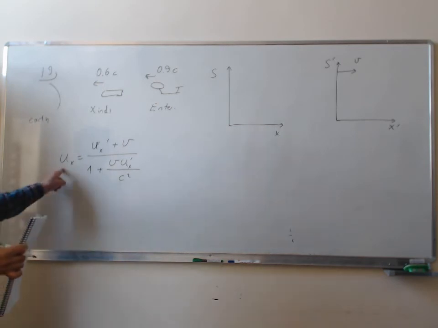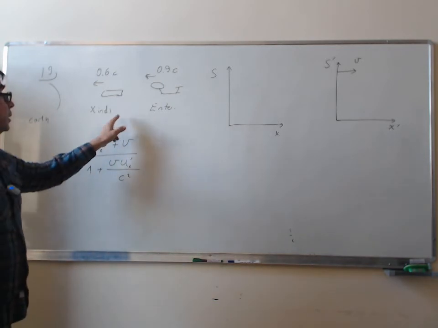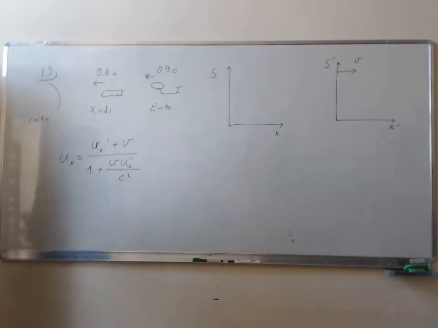So this ux is the x component of the velocity of some object as measured in the S coordinate system, S reference frame. Ux prime is the x component of the velocity of the same object as measured in the S prime reference frame. Right? So we are trying to calculate the relative velocity of these two. So we want to actually make one of these the unprimed coordinate system and make the object move there, right? And see if this works out.